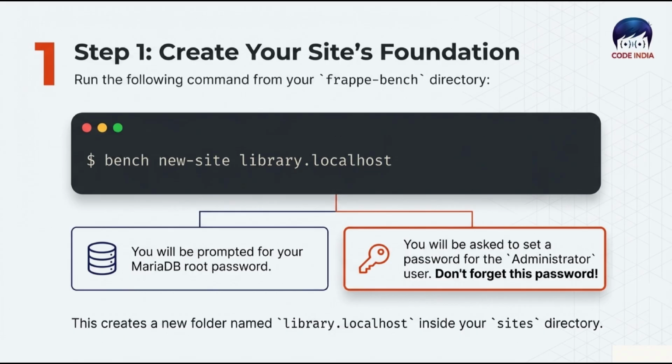Step 1. Create the foundation. Open your terminal inside the Frappe bench directory and run this command: bench new-site library.localhost. The system will ask for your MariaDB root password. That's the one you set during installation. Then, it will ask you to set a password for the administrator user. Do not forget this password. You will need it to log in.